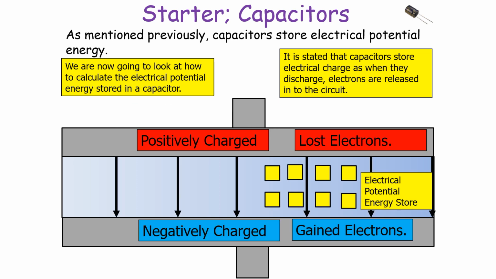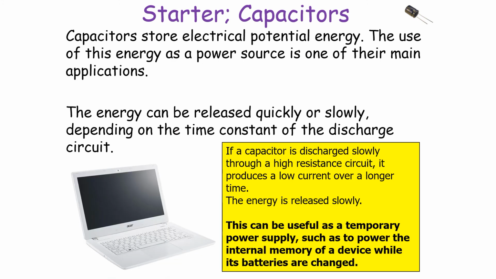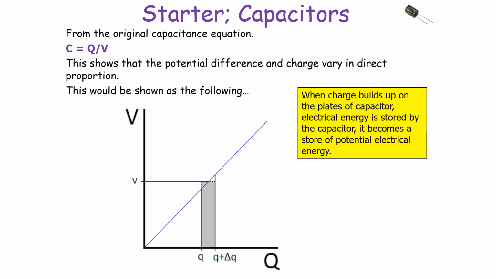So let's have a look at how this works. You've got your electrical potential energy stores, which we can look at to power our devices. So how can you calculate it? Well, if we know C equals Q over V from the start of this revision session, when we plot V against Q, we should have a direct proportionality, so it's a straight line through the origin. So what happens is, as charge builds up on the plates of the capacitor, the electrical energy is stored by the capacitor. It becomes a store of potential electrical energy.